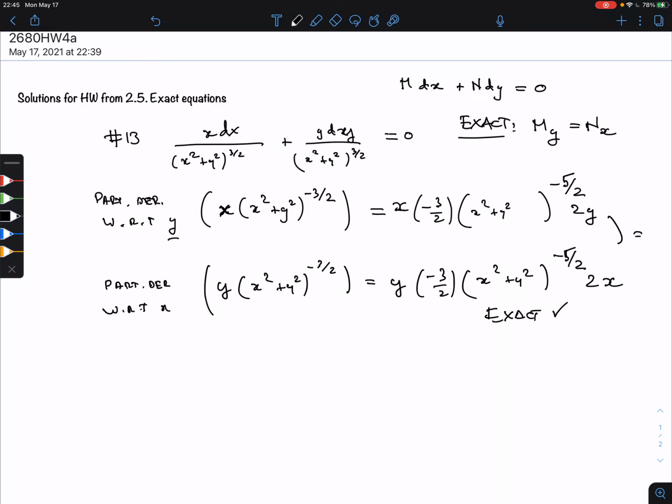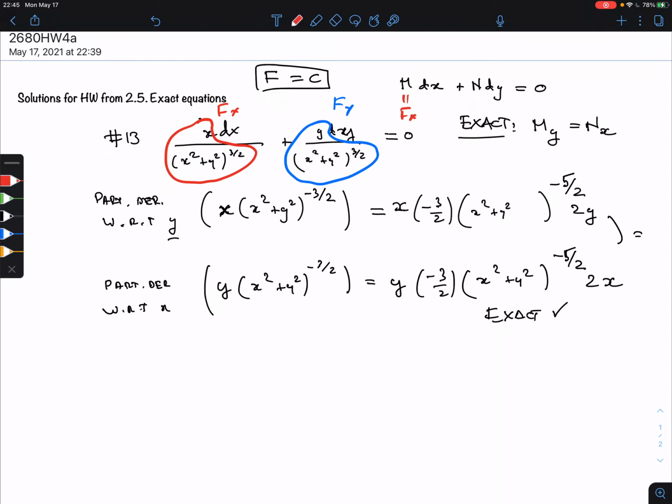Okay. What does that mean? It means that there is an f. So our solution will be of the form f equals c, where f is a function of x and y, and c is a constant, such that this guy is going to be f sub x, and this guy is going to be f sub y. In other words, M was actually f sub x, and N was actually f sub y.